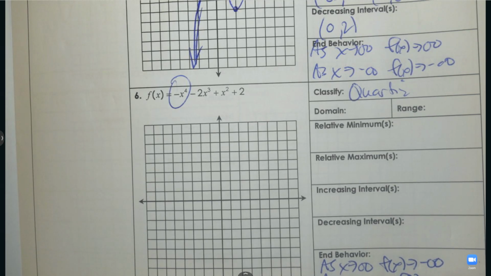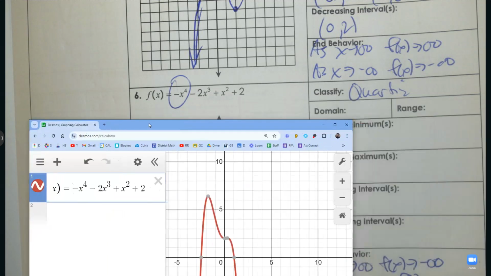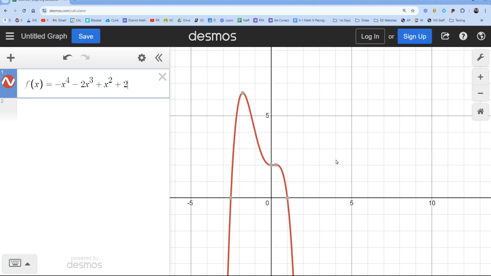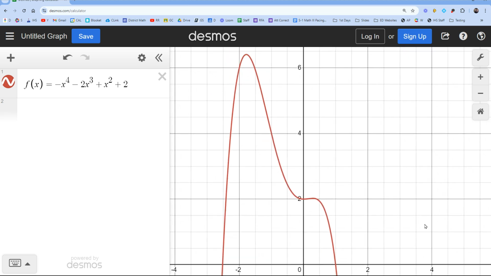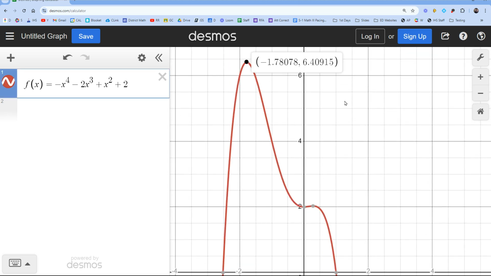So we have negative x to the 4th, negative 2x cubed, plus x squared. And I'm going to move this over so you can see it. This one's a tricky one because this one's obvious, right? So that's a maximum. Super easy, obvious. I'll show you one in a second that isn't as obvious. So that's a maximum, negative 1.8 and 6.4. I'll put that in my graph right away.